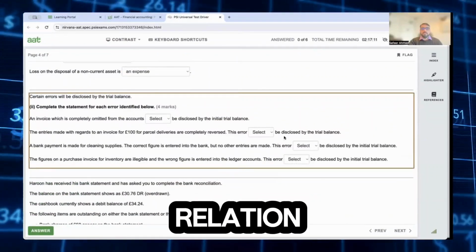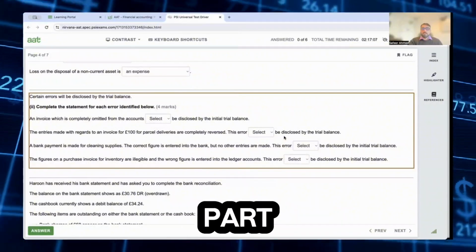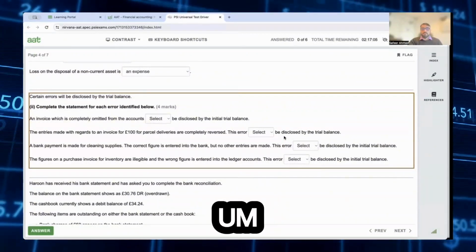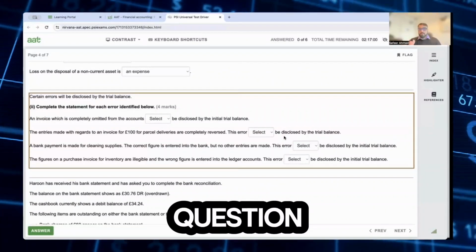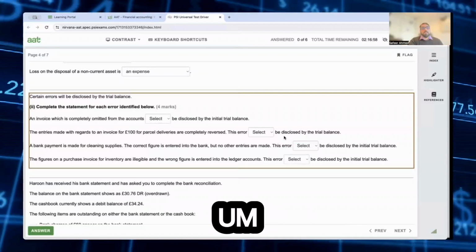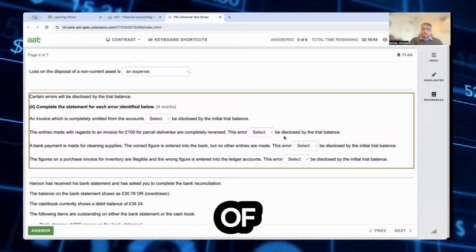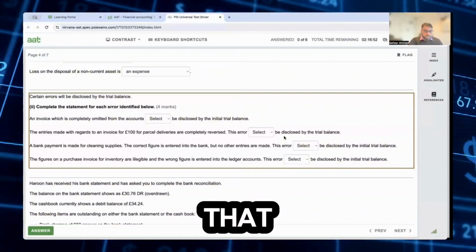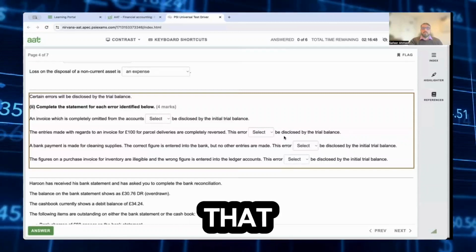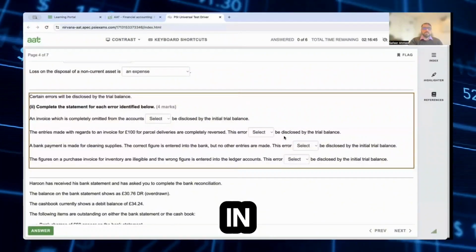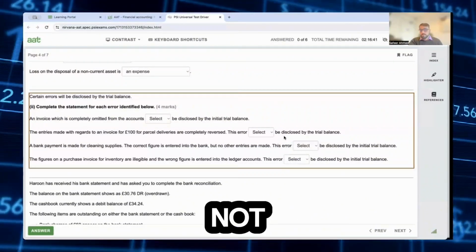Then this one is in relation to the correction of errors. Again, you studied correction of errors as part of your AAT level 2, but perhaps the style of the question was different from this. What we need to know in relation to the correction of errors is that there are two types of errors: errors that are disclosed by trial balance, and errors that are not disclosed by trial balance. In other words, the errors affecting your trial balance and errors not affecting your trial balance.